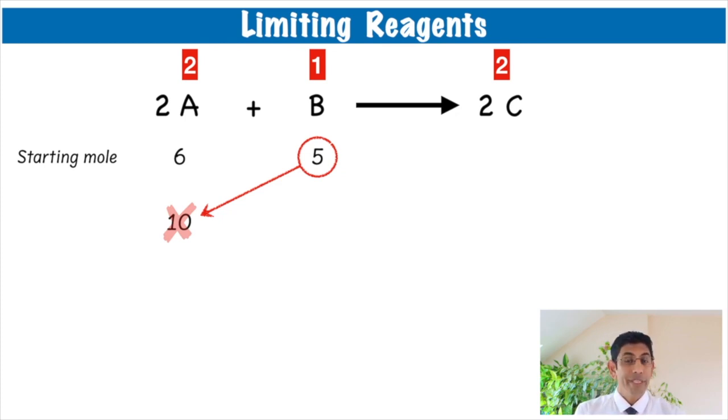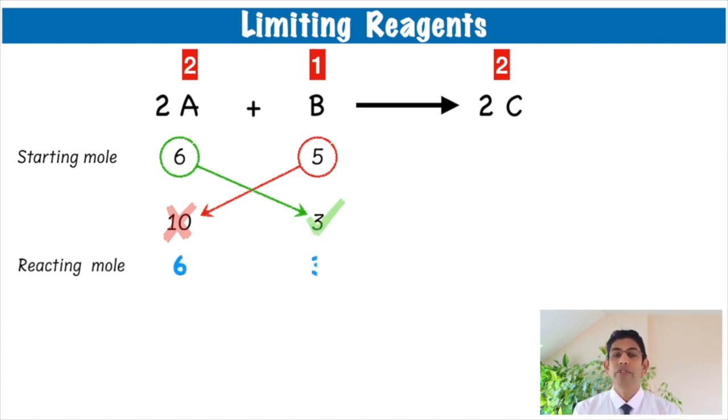If you're going to react all the 6 moles of A, we need just 3 moles of B, because the ratio between A to B is 2:1. So for every 2 moles of A, we need 1 mole of B. So 6 moles of A requires 3 moles of B, and we have more than 3 moles. So what is the reacting moles here? The 6 moles of A is going to react completely with 3 moles of B, and according to the mole ratio, you're going to form 6 moles of C as a product.